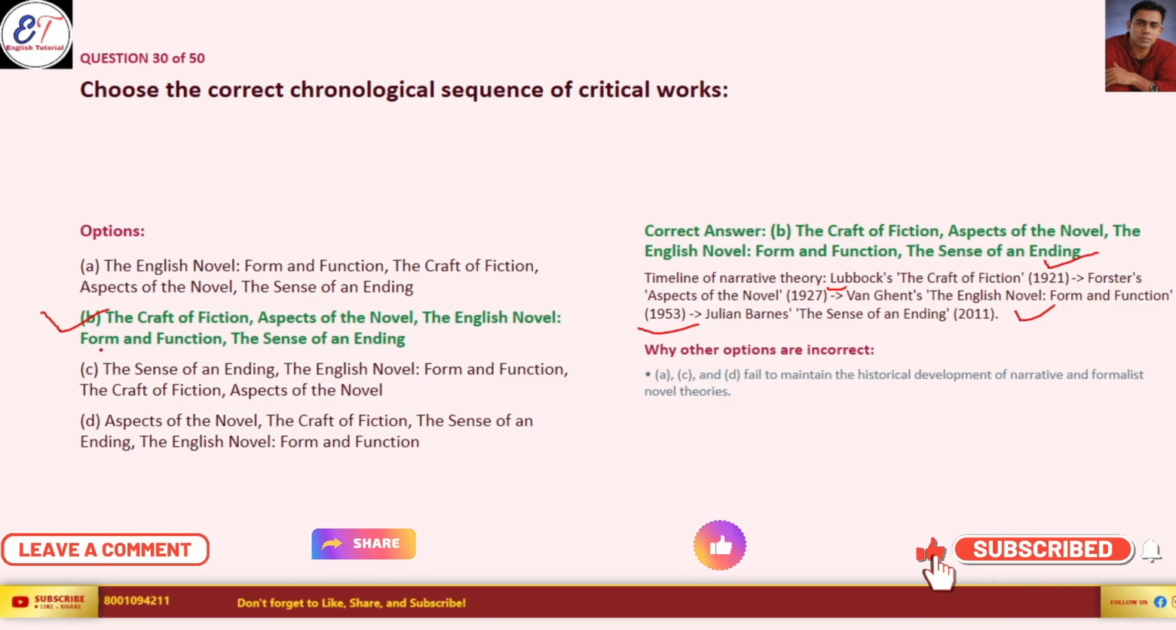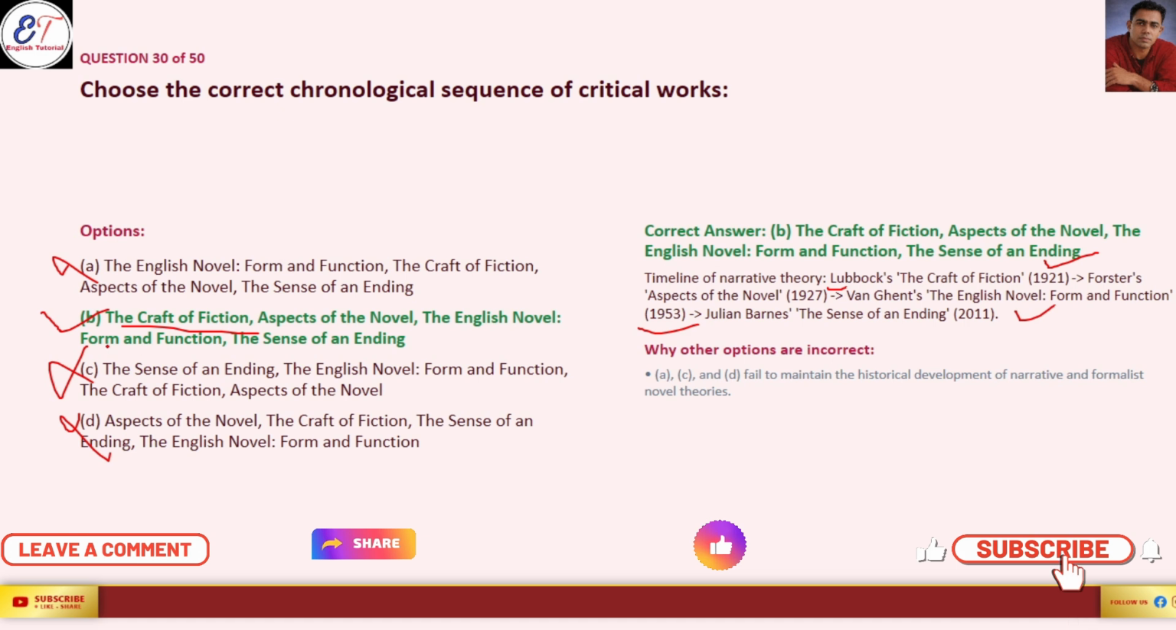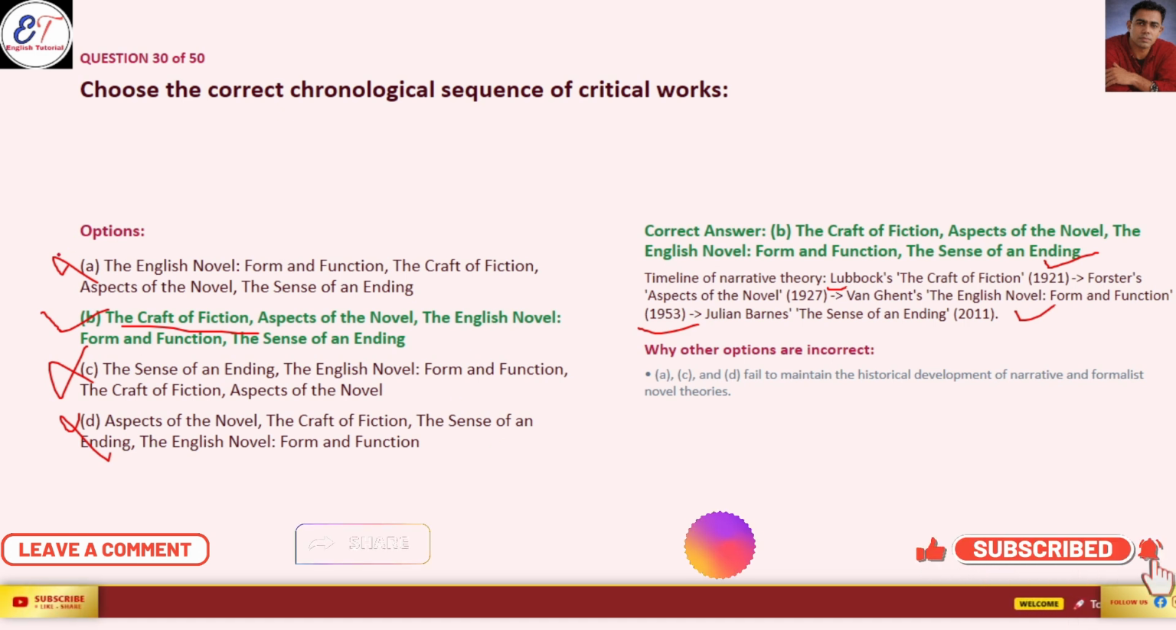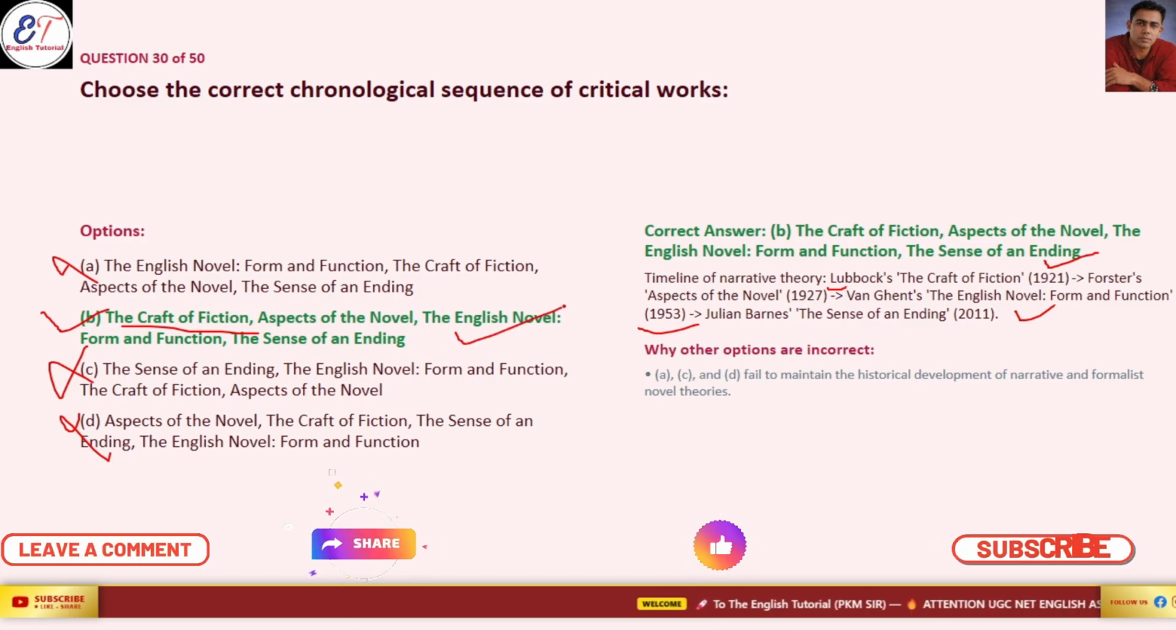Let's compare with the other options. The Craft of Fiction should be the first, and no other option gives it as first. So the other three, A, C and D, are wrong. Option B is our correct answer.